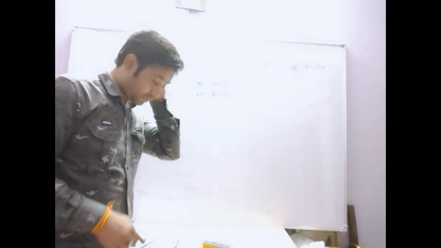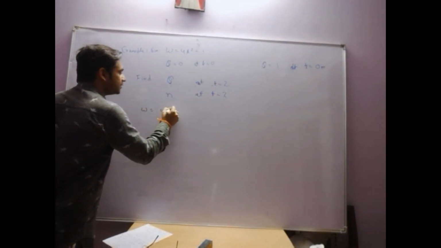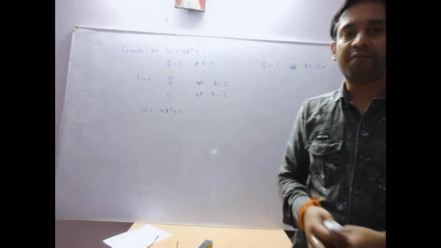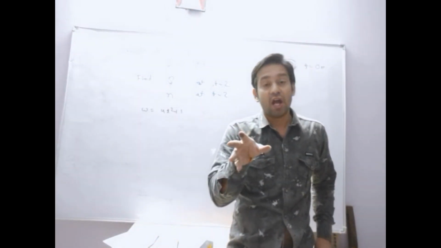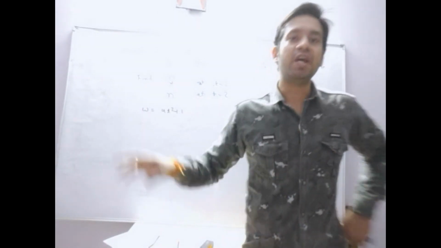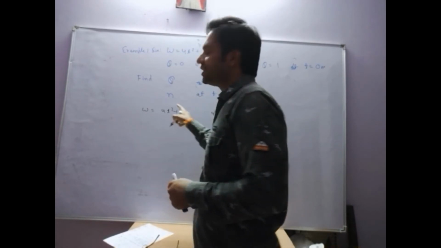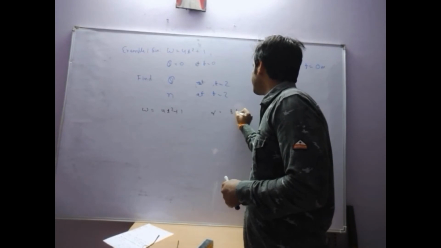So how are we going to calculate theta? Omega is equal to 4t square plus 1. Before jumping into the question, always check whether the angular acceleration is constant or not. So our first step is to differentiate this equation and calculate the angular acceleration. The angular acceleration comes out to be 8t. Therefore, angular acceleration is variable with respect to time t.